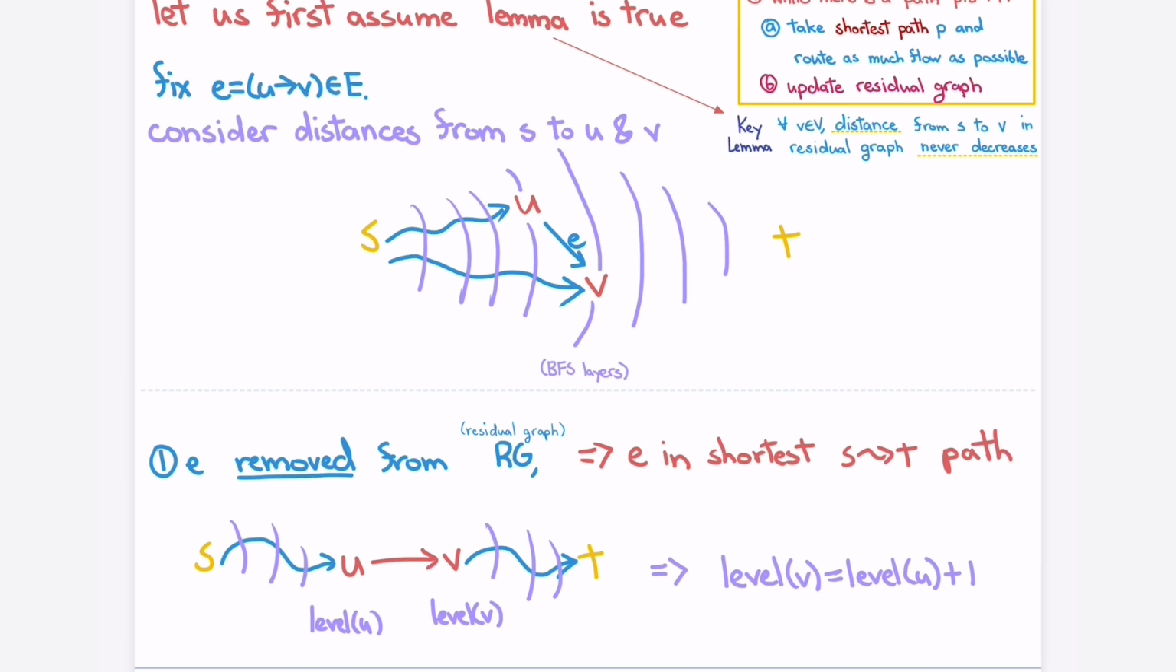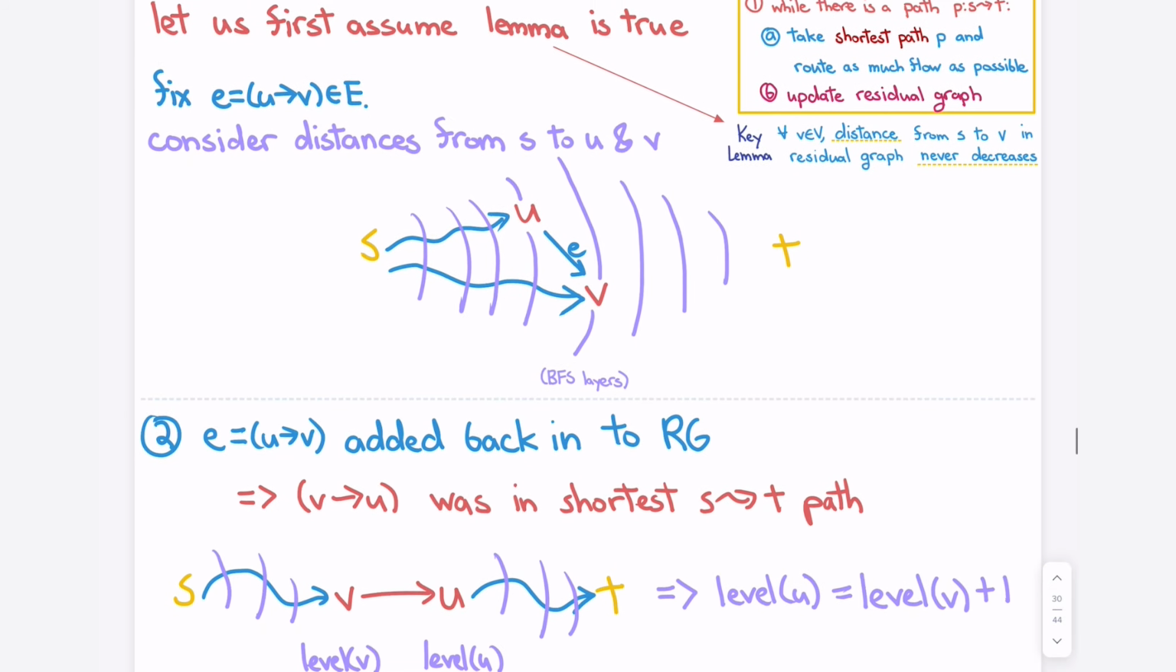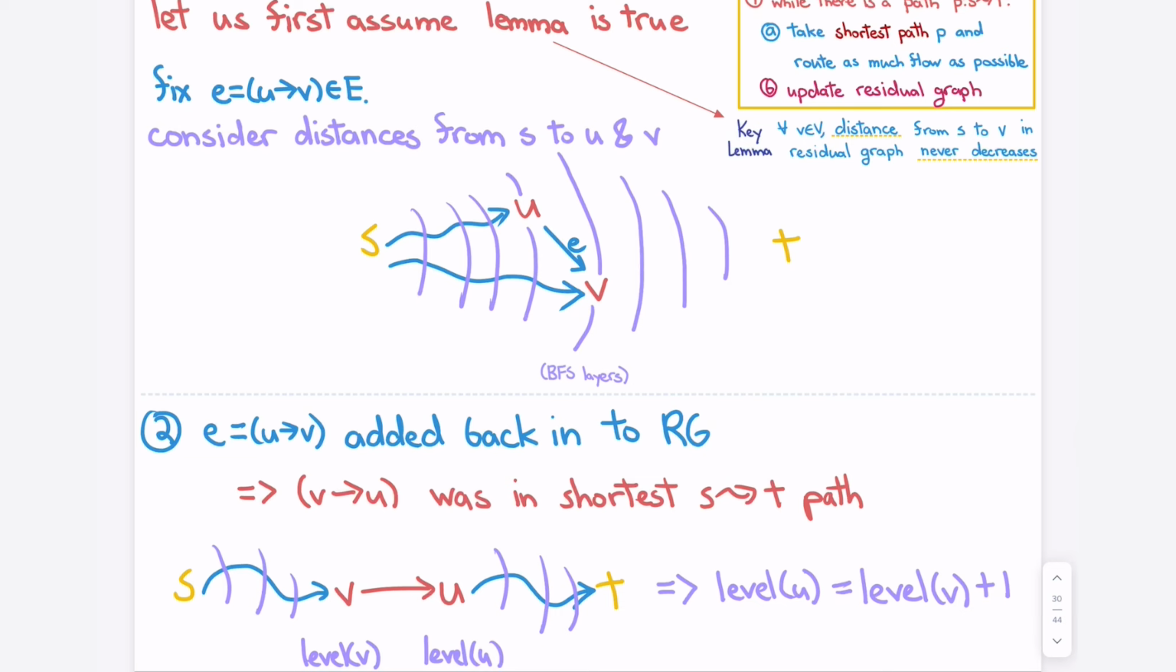Okay. On the other hand, whenever the edge is added back into the graph, that means I sent some flow in the opposite direction right before, which means that the opposite edge was on the shortest S to T path. Okay, which means that the level of V was one less than the level of U. So each time an edge disappears and comes back, it comes back flipped. Yeah, it kind of comes back flipped. Okay?